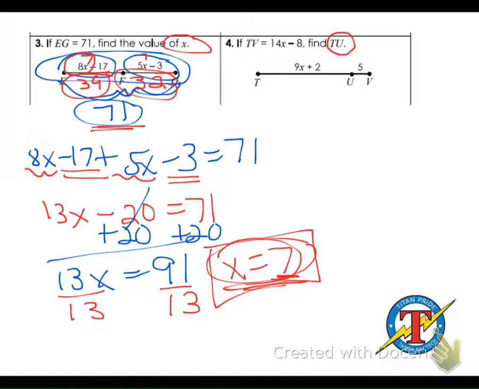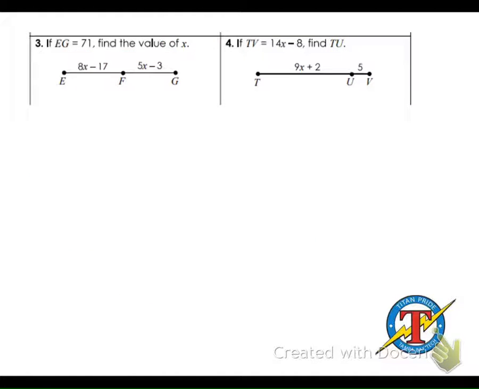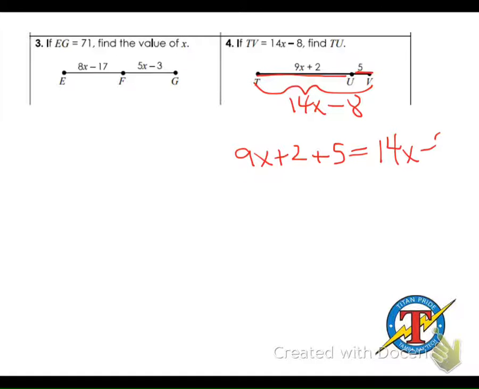All right, number 4. Let me erase all of this. Okay, number 4. TV, the whole thing, is 14x minus 8. So the two pieces, this guy, 9x plus 2, plus this guy, UV, has to equal the total. That's it. Easy peasy. Okay? The two pieces equal the total. That's all. Add like terms. So I have 9x plus 7 equals 14x minus 8.